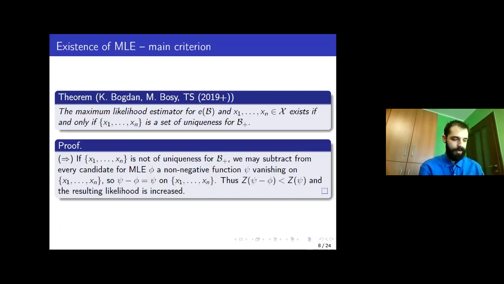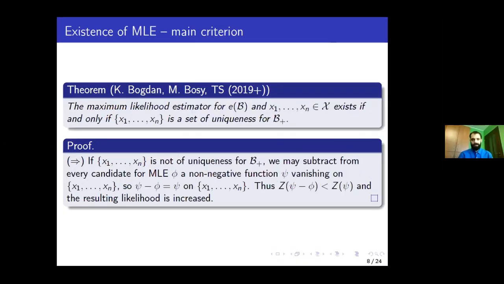The main reason why we focus on the non-negative functions, and our main result, is the following theorem, which connects the notion of sets of uniqueness and the notion of the existence of the maximum likelihood estimator. So the maximum likelihood estimator for the exponential family corresponding to the class B, and for a sample x1 up to xn of points from X, this MLE exists if and only if the set of points hit by our sample is a set of uniqueness for the B plus class.